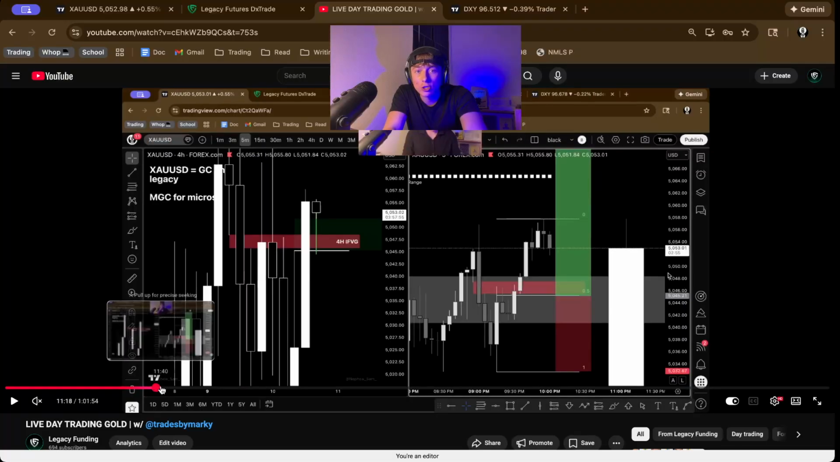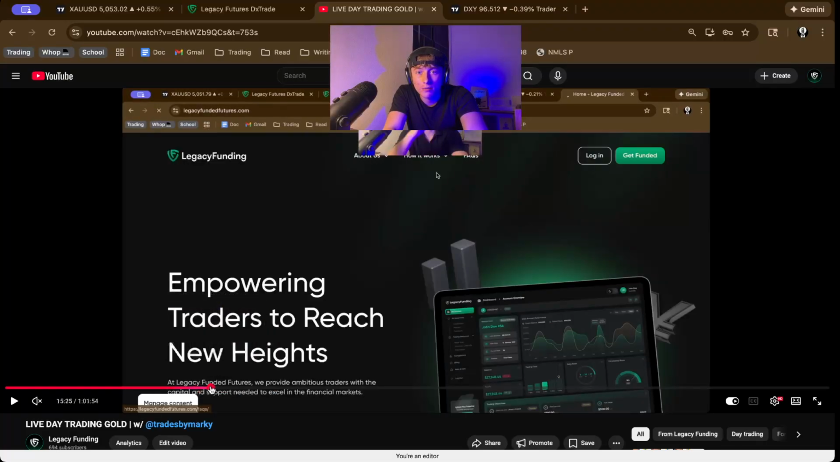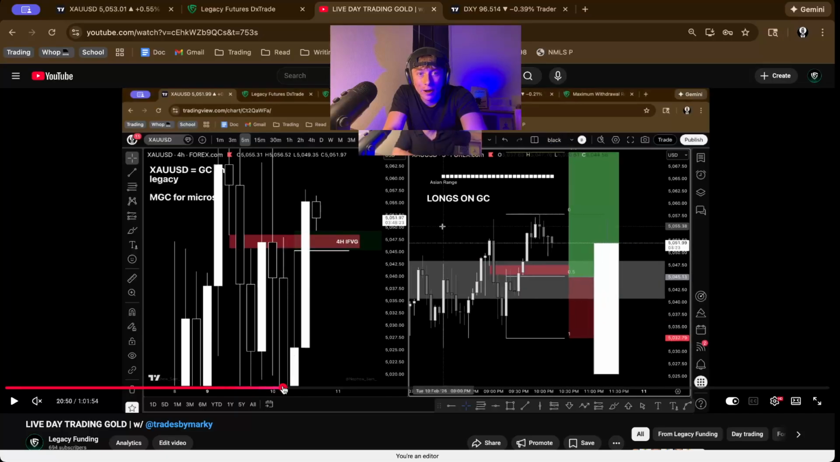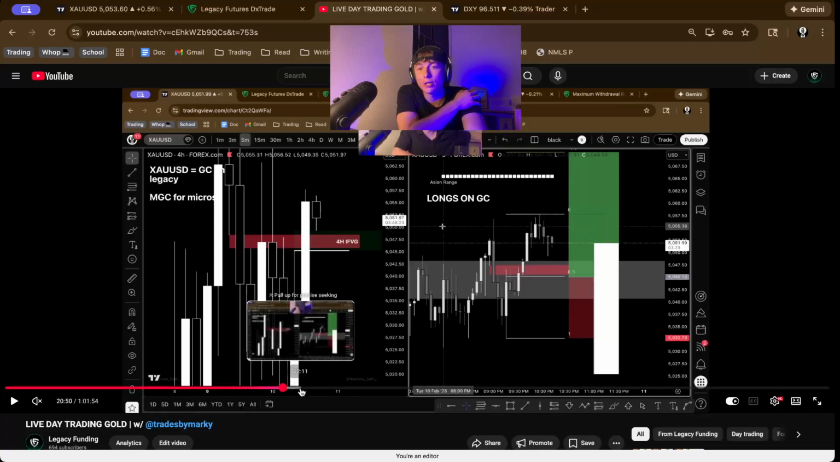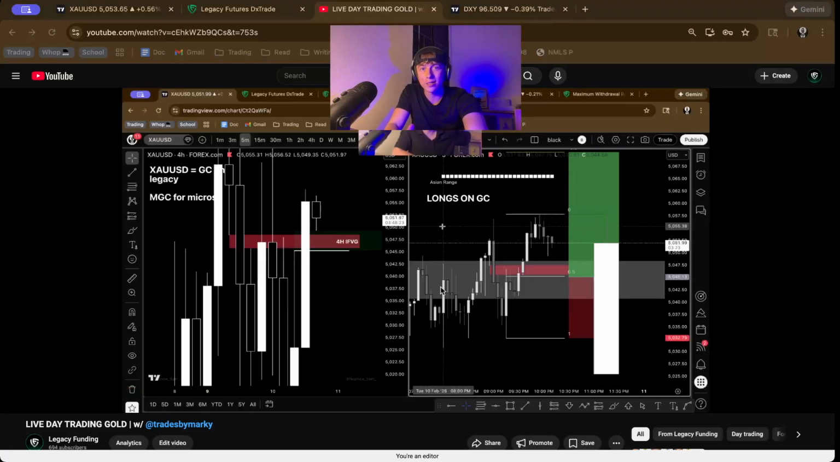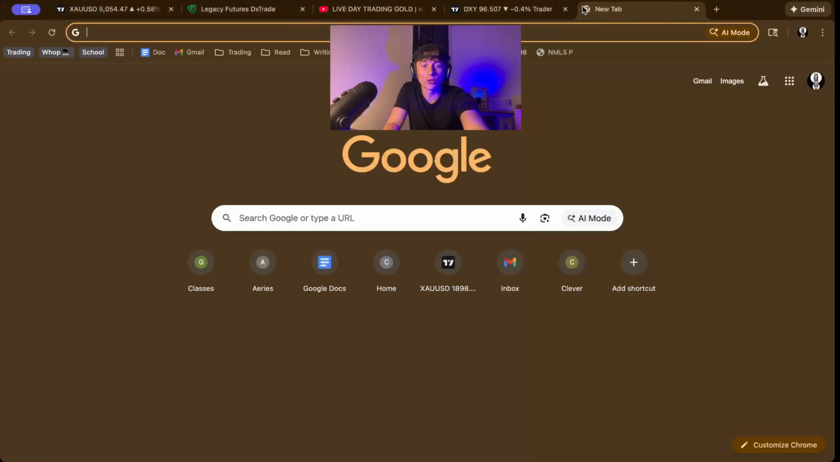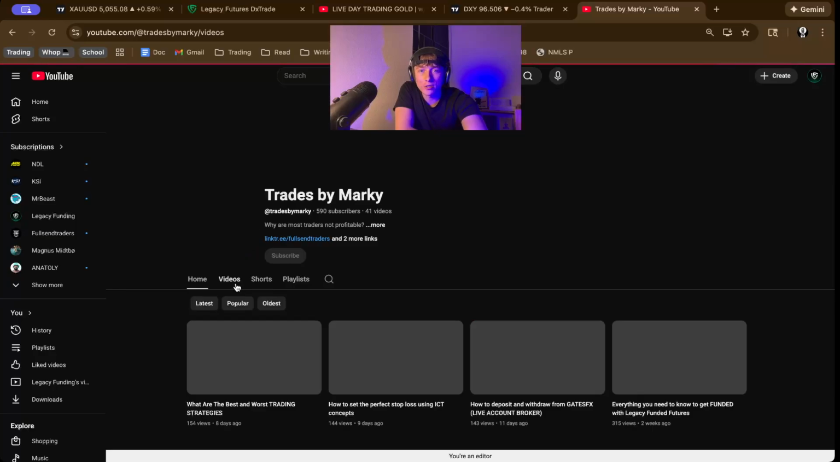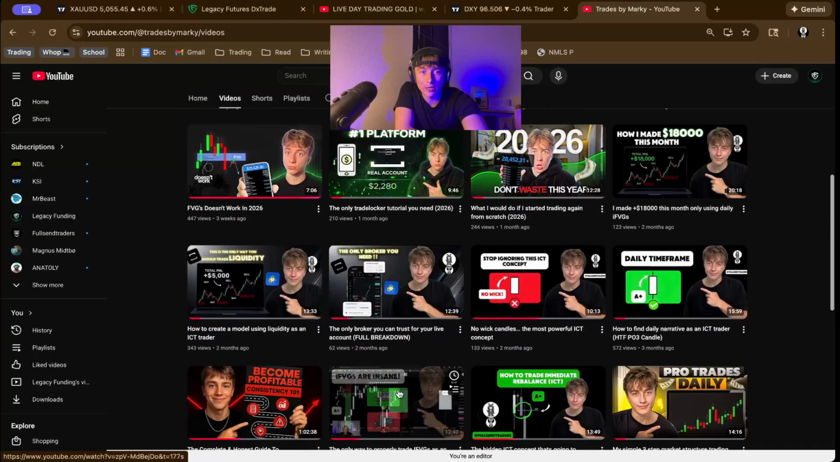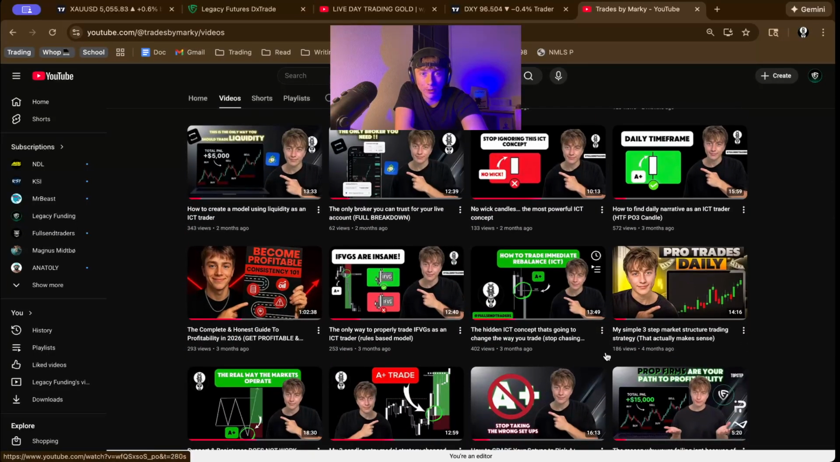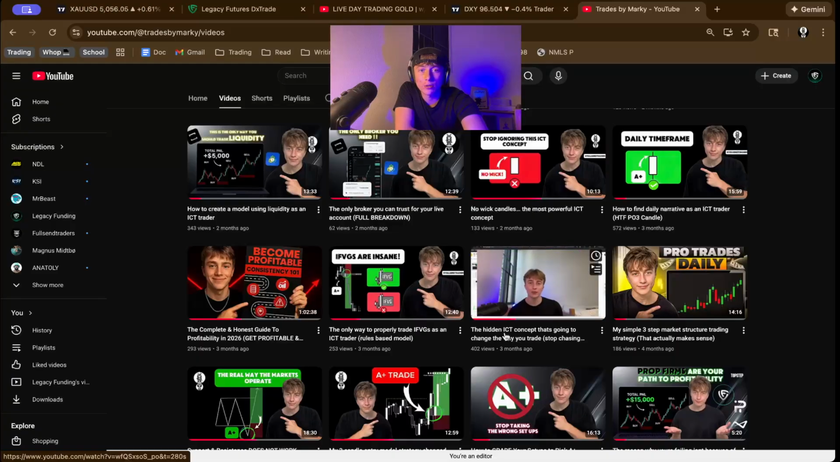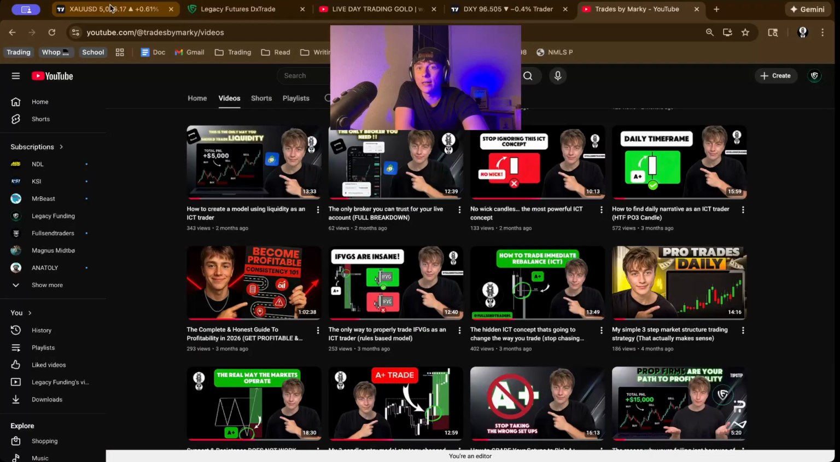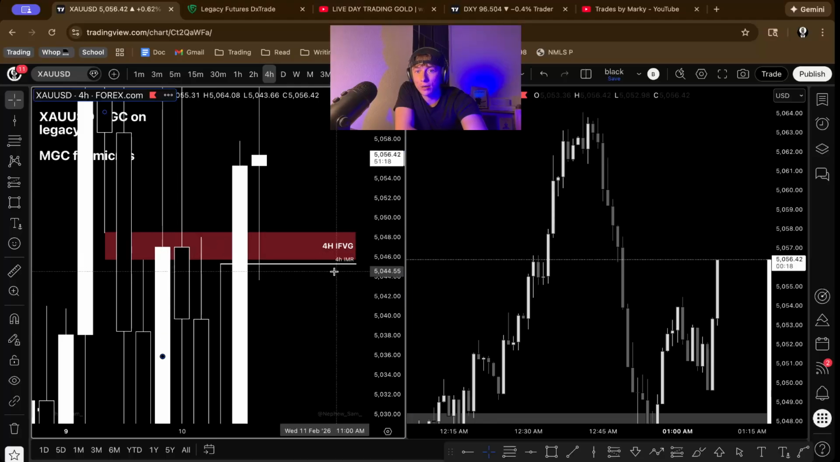So it literally ran straight down to this area. You'll watch price right now, running straight down into our target. You can see that I have it marked out exactly at the 0.5, because this aligns perfectly with this white line right here, which is called an immediate rebalance. If you guys don't know what an immediate rebalance is, I highly suggest you go to my other YouTube channel, Trades by Marky, and watch this video, which I'm going to change the title of, because a lot of people have been asking where they can learn about this concept. The hidden ICT concept that's going to change the way you trade. That video is about the immediate rebalance right here.